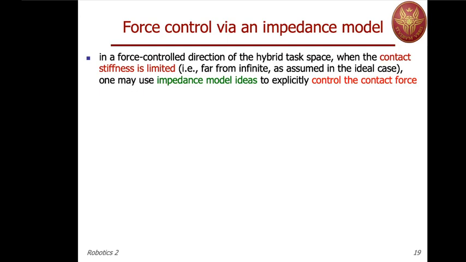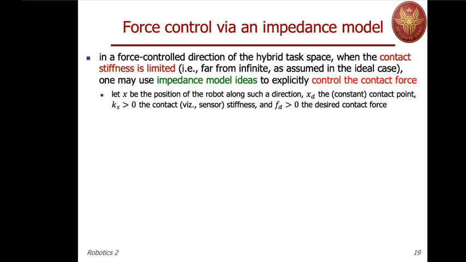So within a hybrid force motion framework, in the force control direction we design a force control loop using a special impedance model. So let's consider that this direction is one axis, and let x be the position of the robot end effector along such a direction. X desired will be the contact point, so we count displacement from this position where there's a pure contact when x equals xt. The contact will have a finite stiffness.